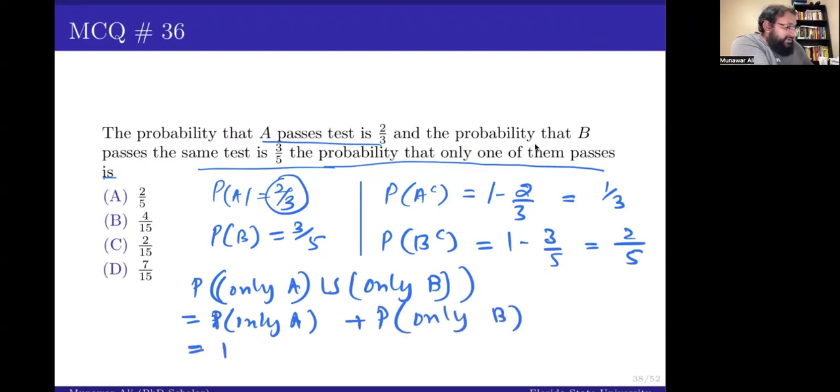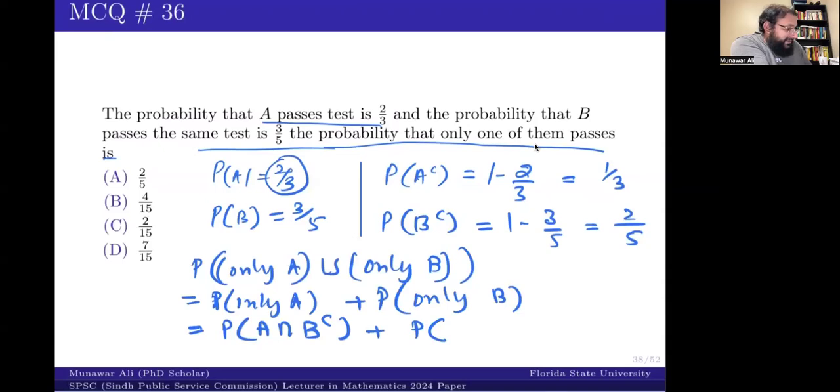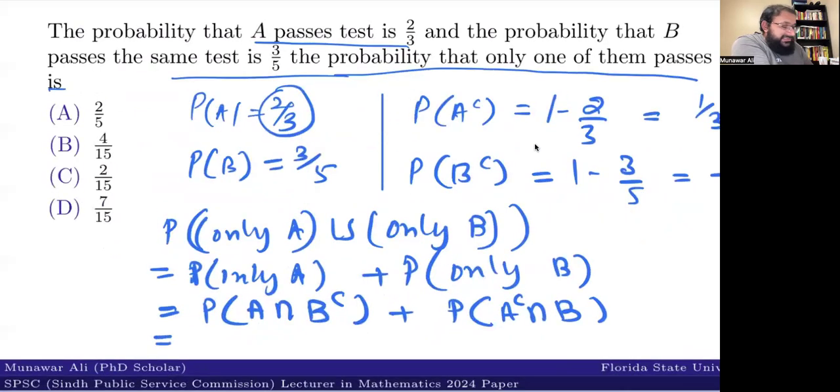Mathematically, only A means A passes and B fails, plus the probability that B passes and A fails. So this is the idea. Now, since all these events are independent, because if A passes, it does not have any effect on B, I can write this as probability of A times probability of B complement, plus probability of A complement times probability of B.